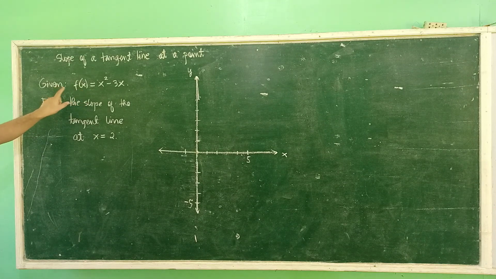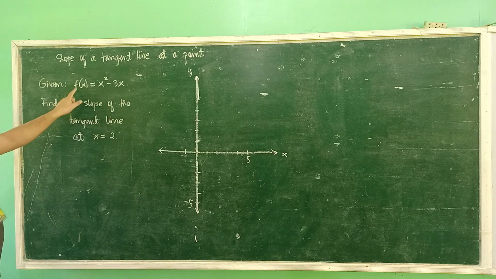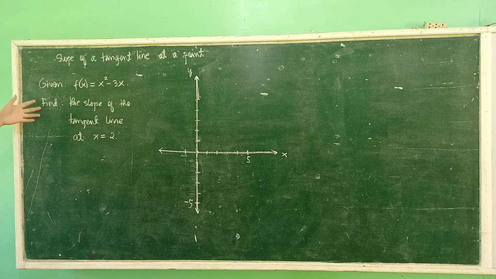So you have here a function f from a certain domain to a certain codomain, defined by x squared minus 3x. Our goal is to find the slope of the tangent line at x equals 2.